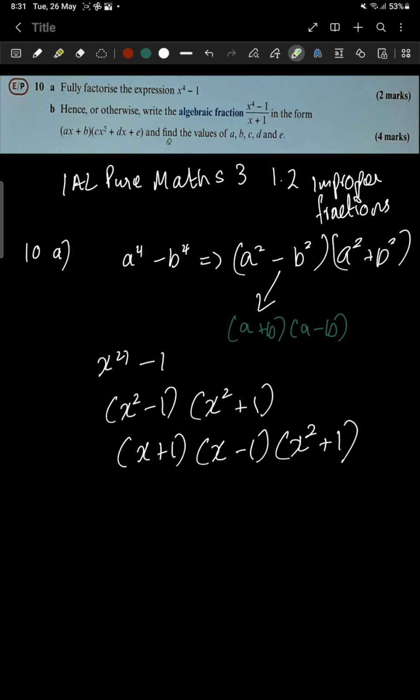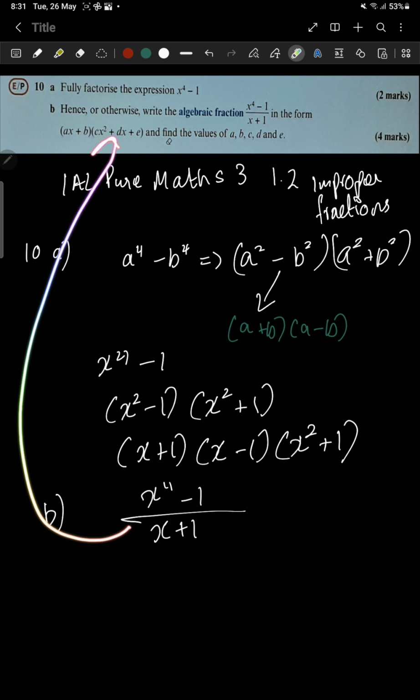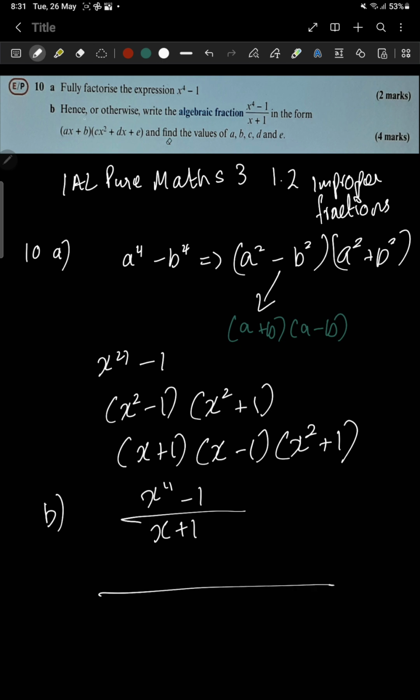So in part B, what we need to do is write this algebraic fraction into this ax plus b form. How are we going to do this? Whenever they say hence, we need to use something from the last question. There's a connection.